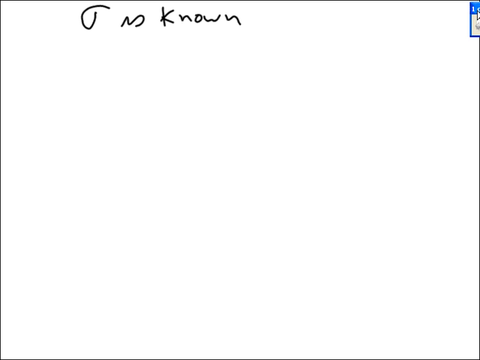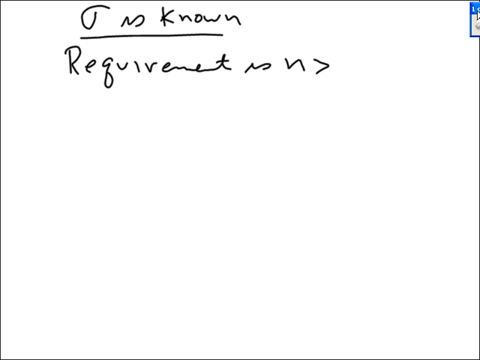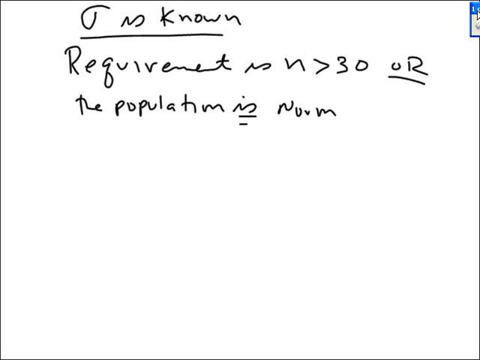There are basically two criteria to use the techniques of this section. The first one is the value of the population standard deviation, namely sigma, is known. And the second one is n is bigger than 30, or the population we are dealing with is normally distributed. If it's normally distributed or the sample size is bigger than 30, you can use the techniques of this section.